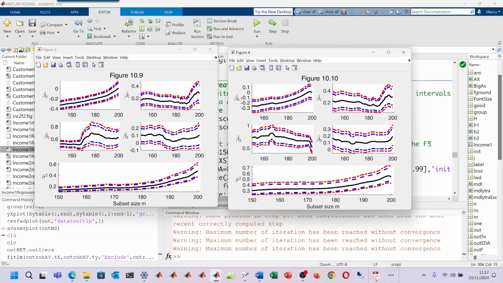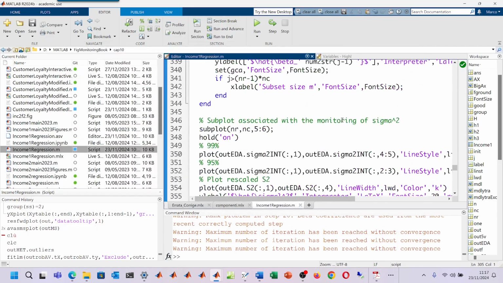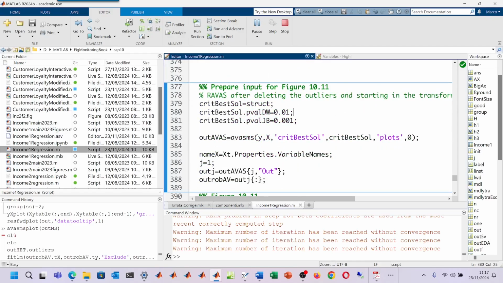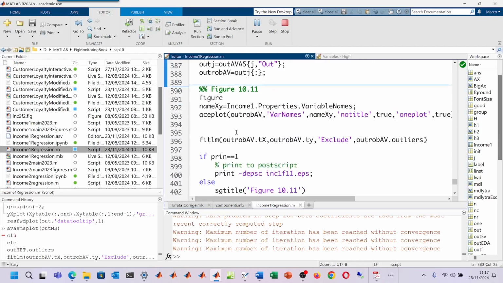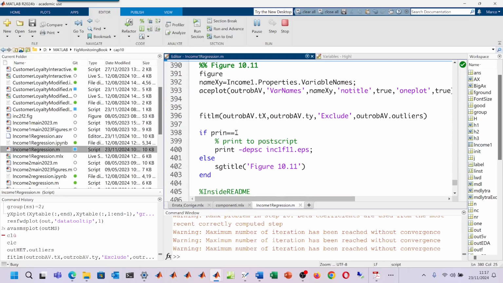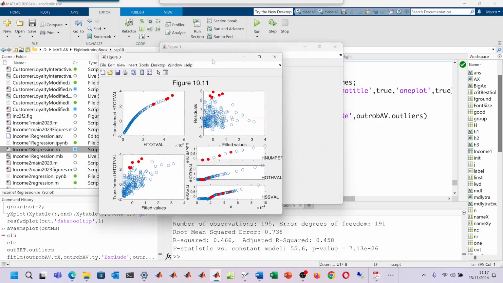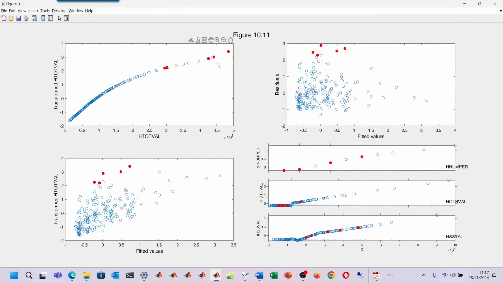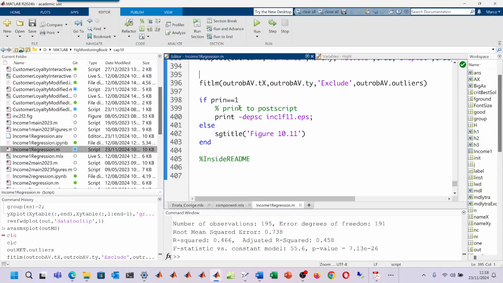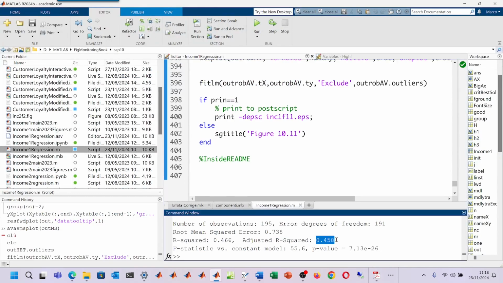Our final step in this analysis was to use REVAS. This in fact gave rather disappointing results. Now we run the procedure for model selection with REVAS, and then we select the best model. We show the results from REVAS. These in fact look to be quite plausible and decent fits, I think, but the value of adjusted R squared from this regression is 0.458. That is, of course, with outliers deleted.